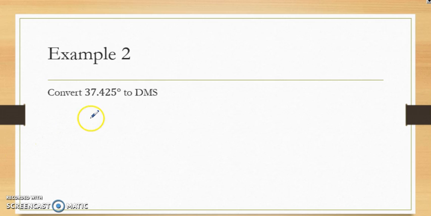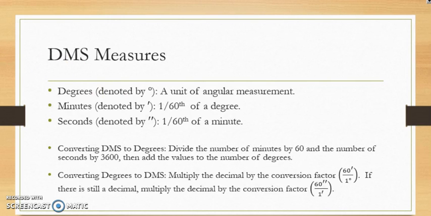Now we're going to convert the other way around. This time we have a degree measurement in decimal form, and we're going to change this into degrees, minutes, and seconds. So again, I'm going to ignore the whole number part out front. We're just going to focus on the 0.425 here. Looking back at the rules I gave you, take just the decimal part, and multiply it by 60 minutes in 1 degree.